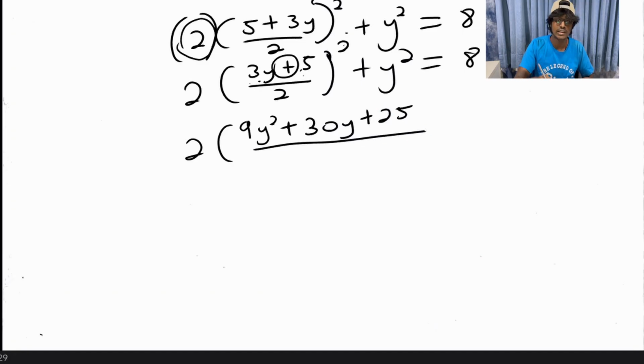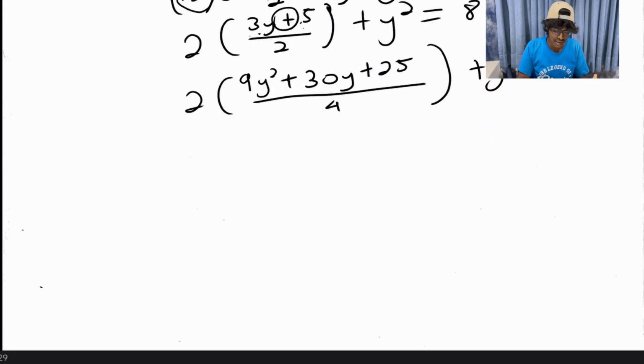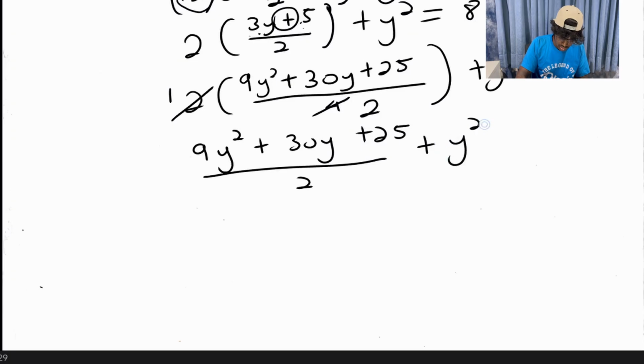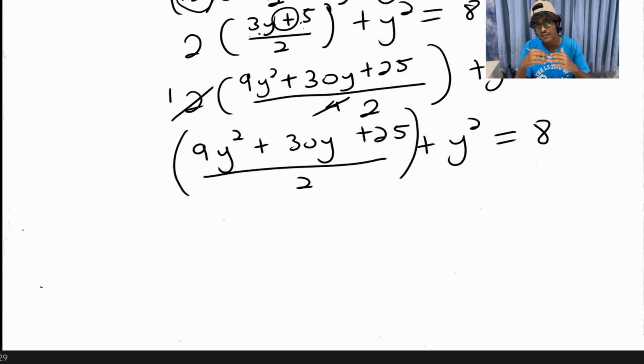And then obviously the bawah also you have to kuasa 2. So 2 kuasa 2 is 4. And then now we can plus y kuasa 2 equals 8. And as we can see here, we can cut this 2 into 1 and here into 2. It's that simple. So now we can rewrite this equation like this. 9y kuasa 2 plus 30y plus 25 divide by 2 plus y kuasa 2. Okay. Once again, I'm in a situation where I do not like what I see.